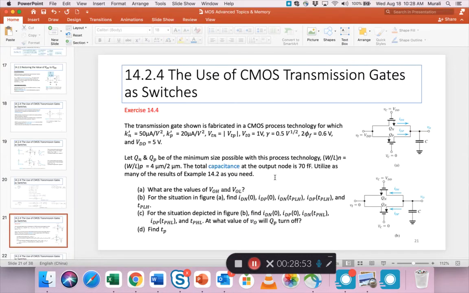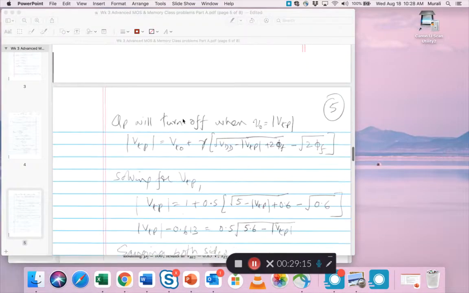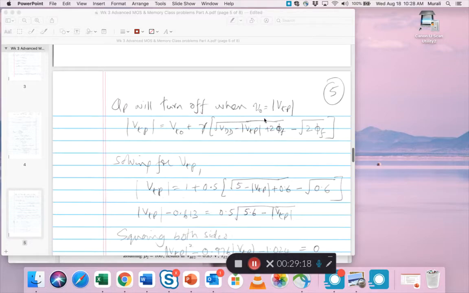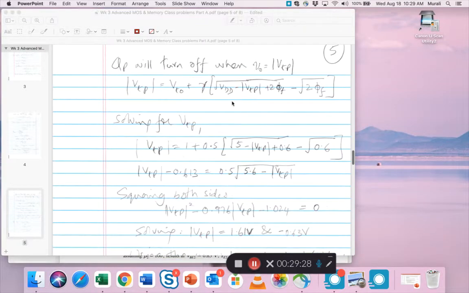So there was another part here for C. At what value of the output will QP turn off? Now remember, the output is falling, right? It has to fall down to 0. So on its decreasing slide, when will this QP stop conducting? That is the question. So QP will turn off when V0 equals VTP. We know this, right? So that means you need to find a specific VTP, again with VDD.